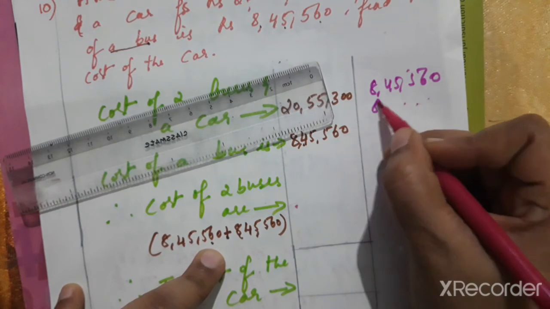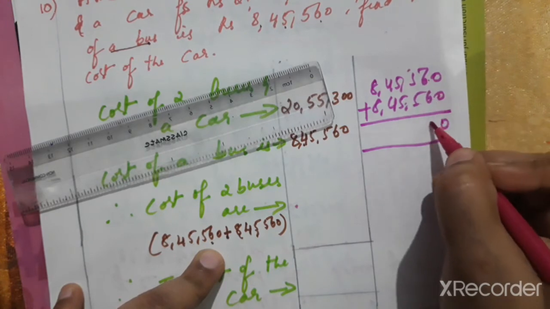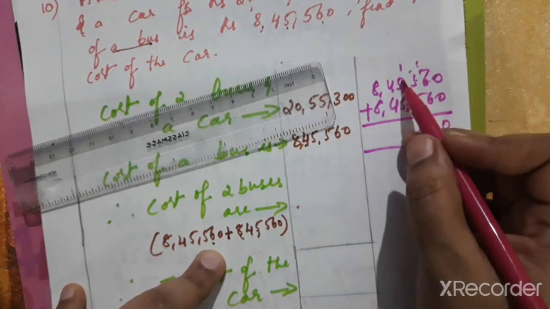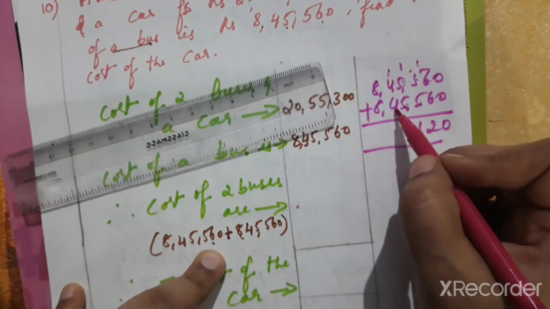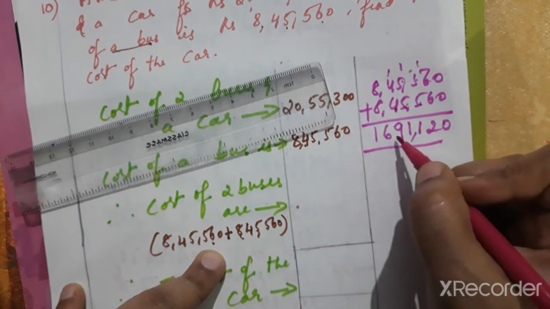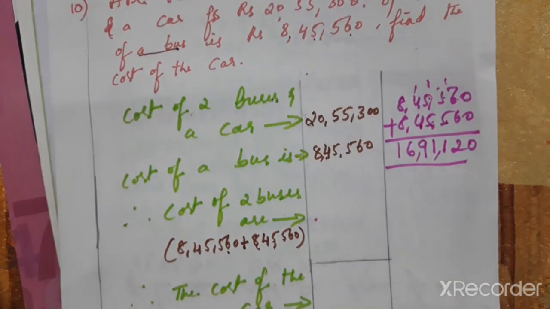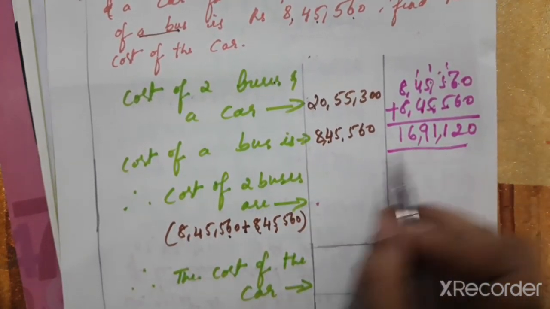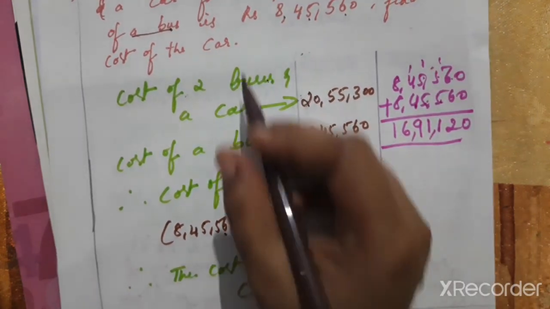8,45,560 plus 8,45,560. 0 plus 0 is 0. 6 plus 6 is 12, 1 carry. 5 plus 5 is 10, 10 plus 1 is 11. 1 is here, 1 carry out to the next place. 5 plus 5 is 10, 10 plus 1 is 11. 1 is here, 1 carry out to the next place. 4 plus 4 is 8, 8 plus 1 is 9. And 8 plus 8 is 16. 16,91,120. So here the cost of 2 buses is 16,91,120.